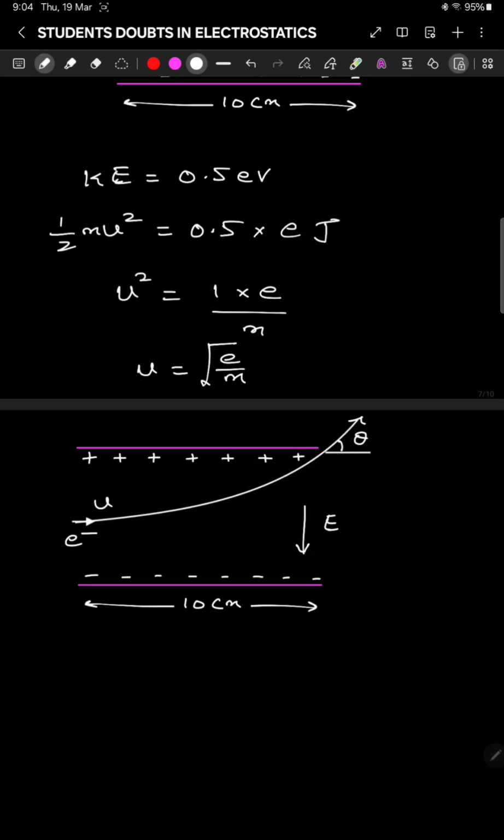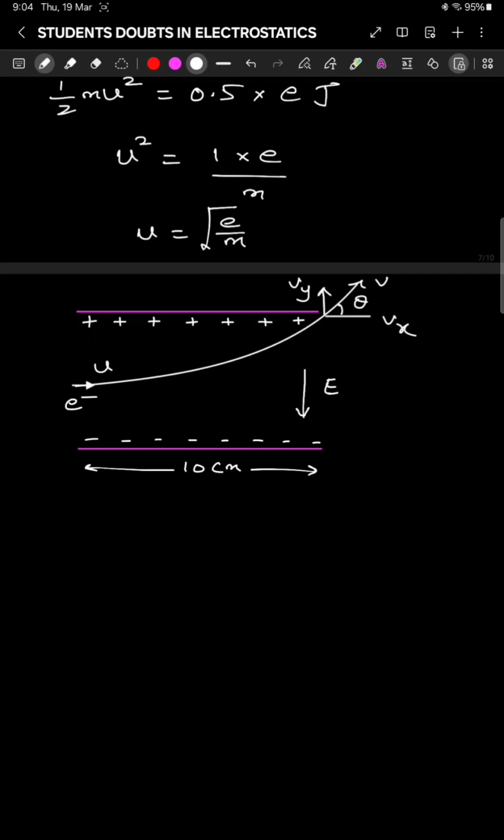Now to find this angle, we should know the velocity components, this is Vx and this is Vy. If you know Vx and Vy, you can find the theta value. To find Vx and Vy, we should know t. So along the x-axis, we know the displacement, so apply s equal to ut plus half at square. Displacement along the x-axis is given as 10 centimeters, convert into meters. Initial velocity along x-axis u, time t.